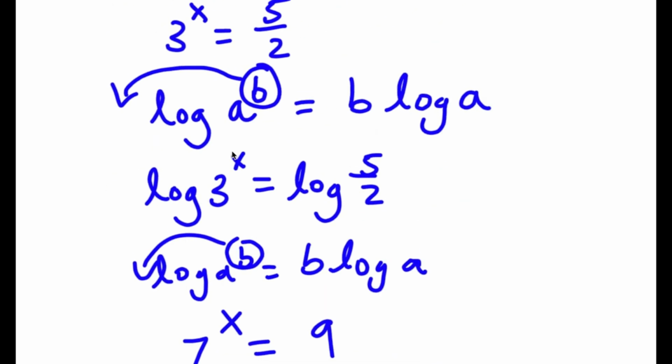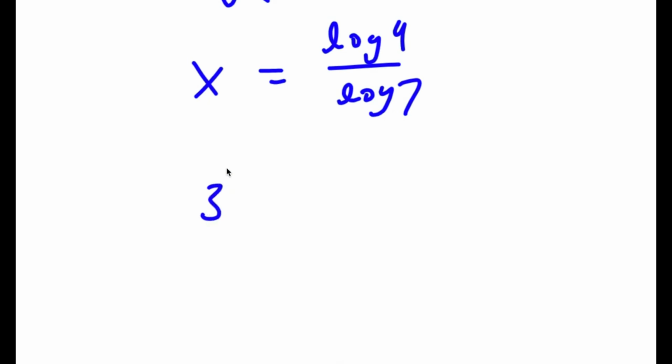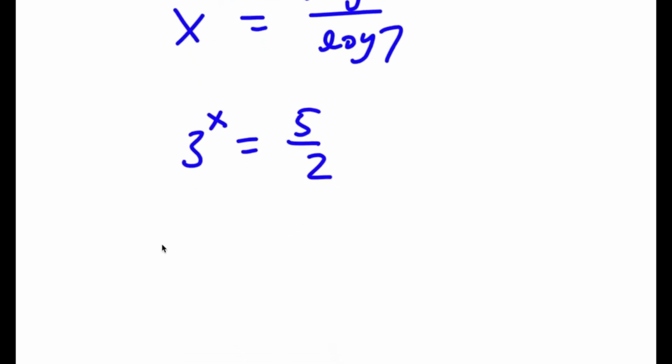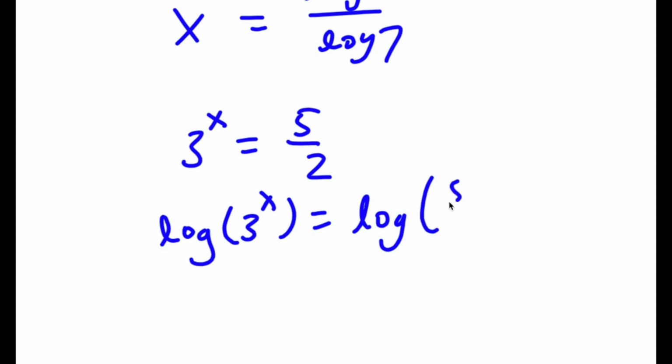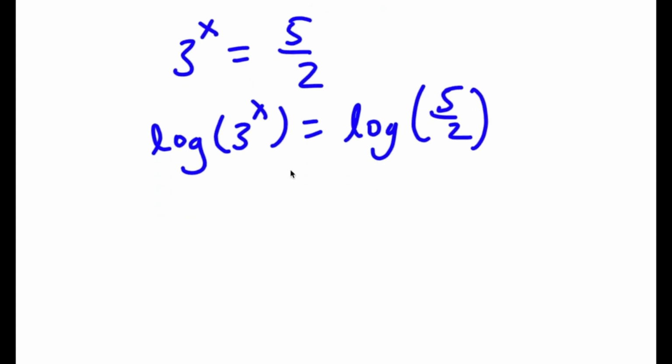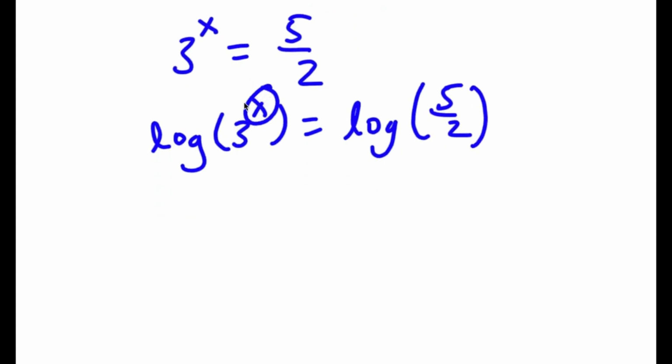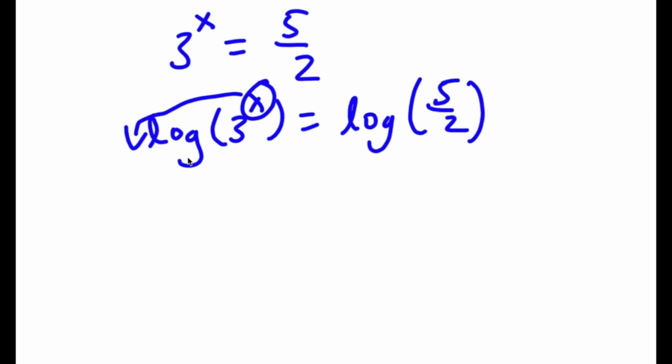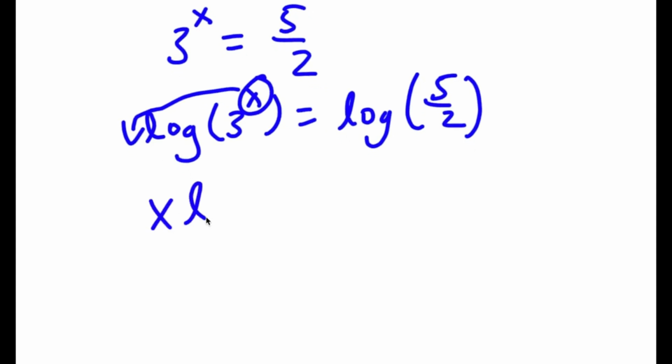So now going back to our original problem, we had 3 to the power of x is equal to 5 over 2. So then if I take the log of this on both sides, I get log 3 to the power of x is equal to log 5 over 2. And then using that property, I can now move my x to the front. So now I get x times log 3 is equal to log 5 over 2.